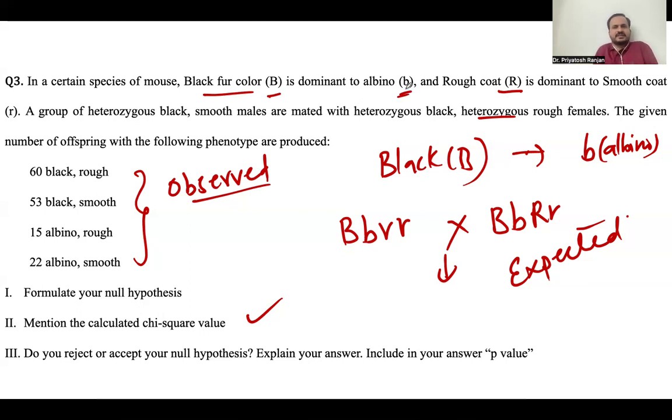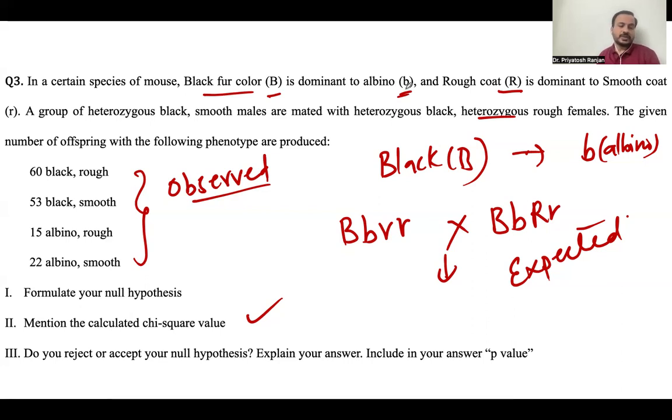The fur color is black and albino, and the coat morphology, the coat appearance, is rough and smooth. Additionally, you can say that the black fur color is dominant to albino, as well as the rough coat is dominant to smooth. Now we have created the hypothesis, we need to prove it.